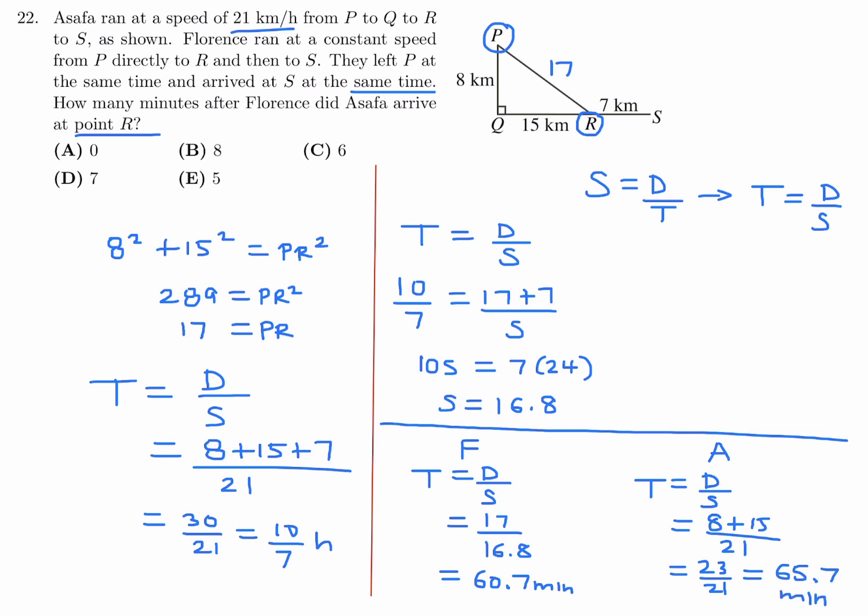So now, it takes Florence 60 minutes to go from P to R. And then Asafa, it takes him 65 minutes to go from P to R. So, answering this question, how many minutes after Florence did Asafa arrive at point R? Well, it's the difference between their two times, which is approximately 5 minutes. And therefore, number 22, the answer is E.